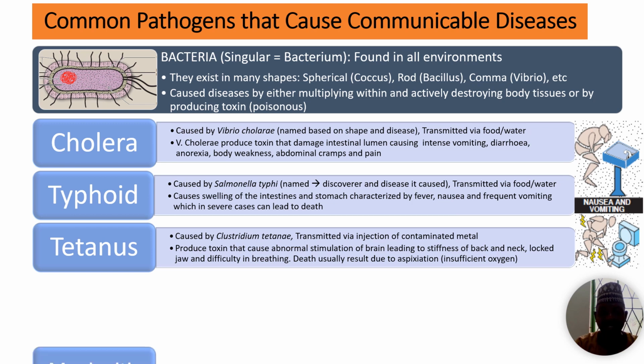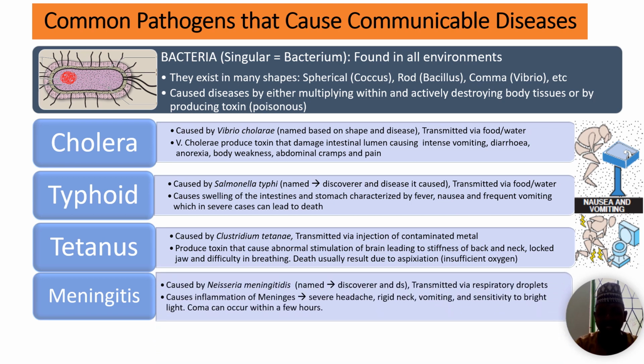Now, the next type of bacterial disease is meningitis. Meningitis is also one of the common bacterial diseases, which is commonly caused by bacteria referred to as Neisseria meningitidis. This bacteria is named based on its discoverer, Mr. Neisser, and the disease it causes, which is meningitis. So the bacteria is named based on the discoverer and the disease it causes.